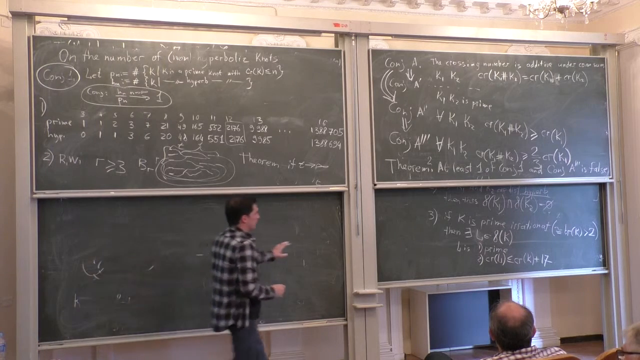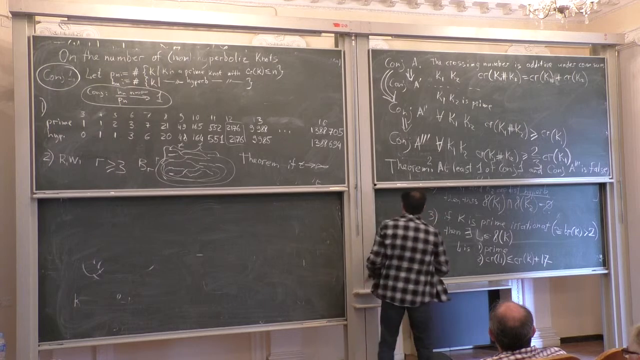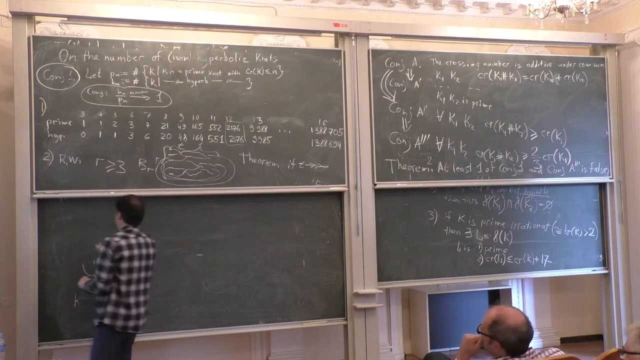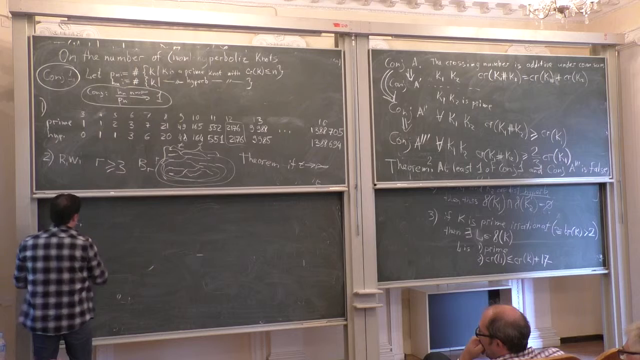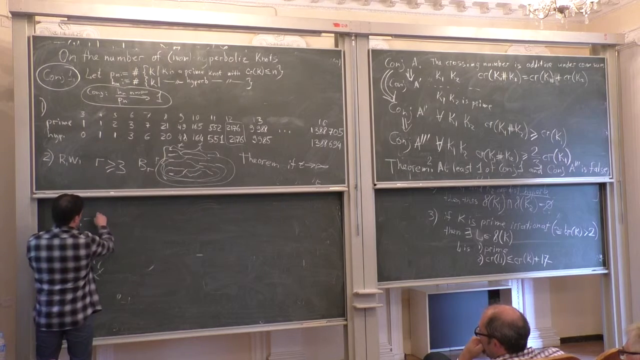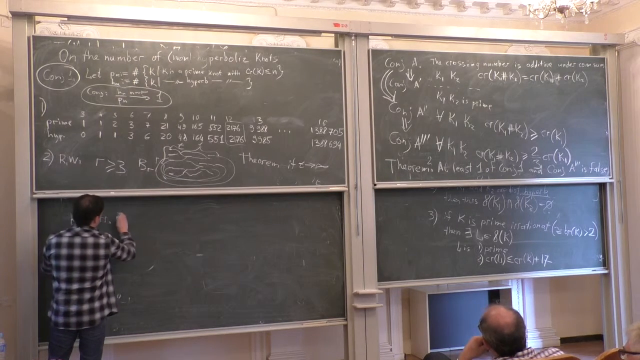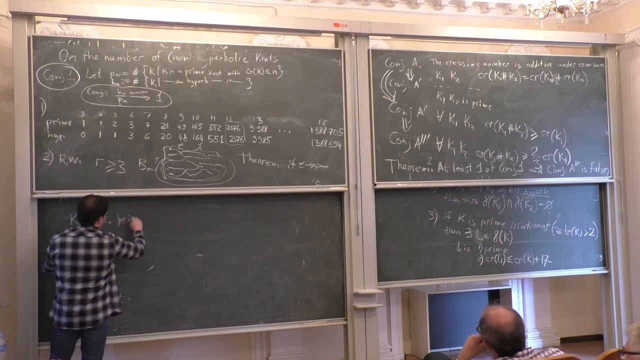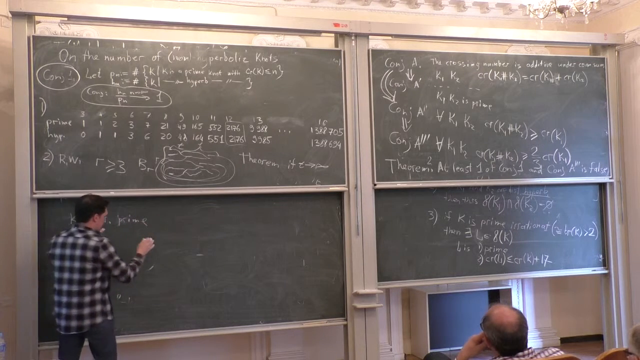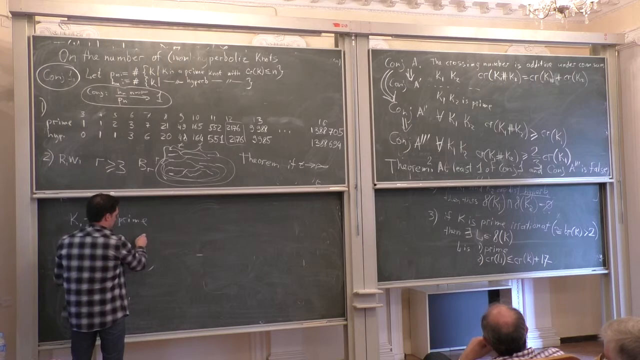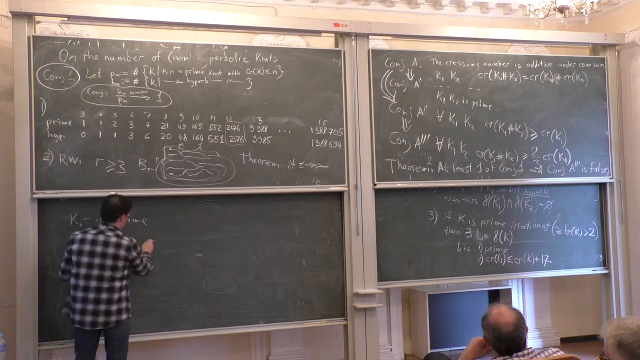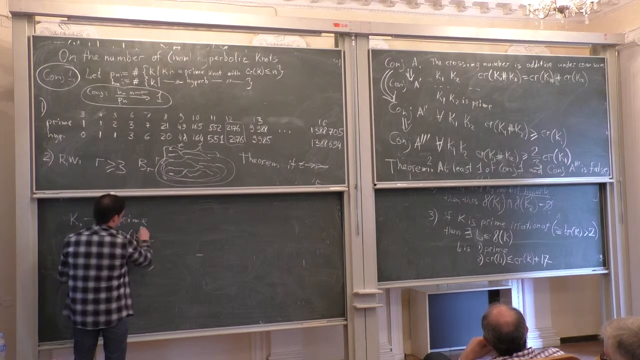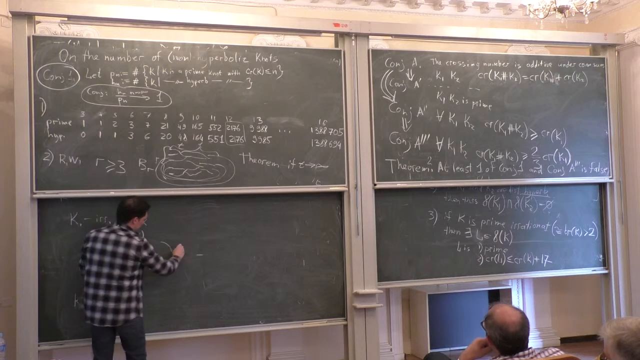So now we're proving this 3. We have some irrational prime knot, and take some minimal diagram of this. Any minimal diagram.